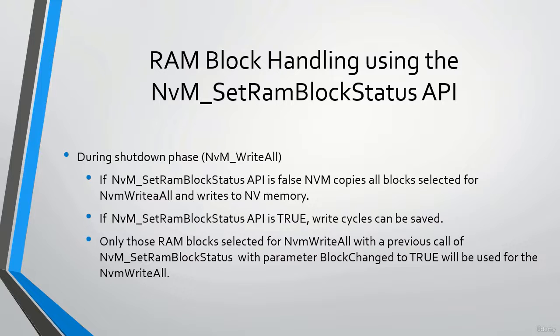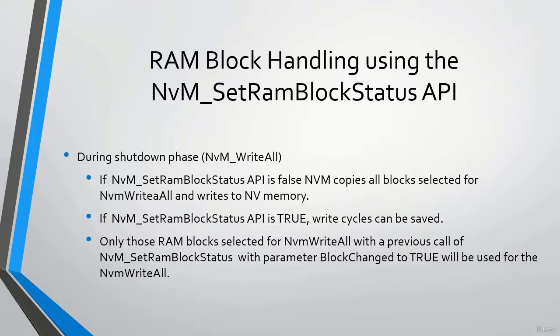Now, suppose in configuration we have enabled this API. We can actually use it to save write cycles. How can we save that? Only those RAM blocks selected for NVM write all for which a previous call of NVM set RAM block status was made, with the argument block change set to true, will be considered for NVM write all.